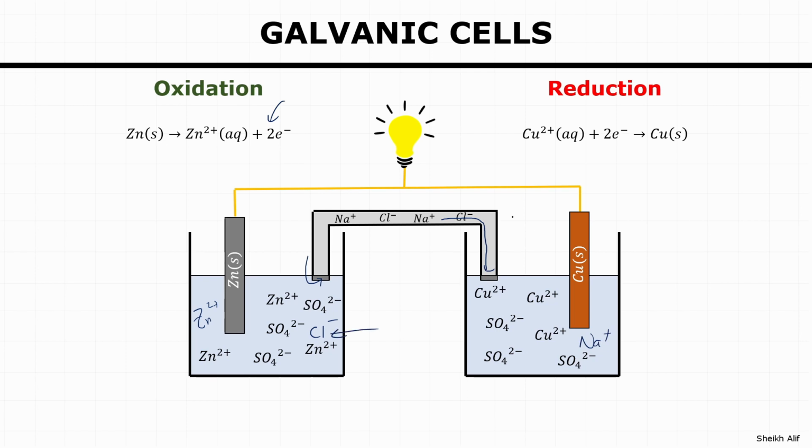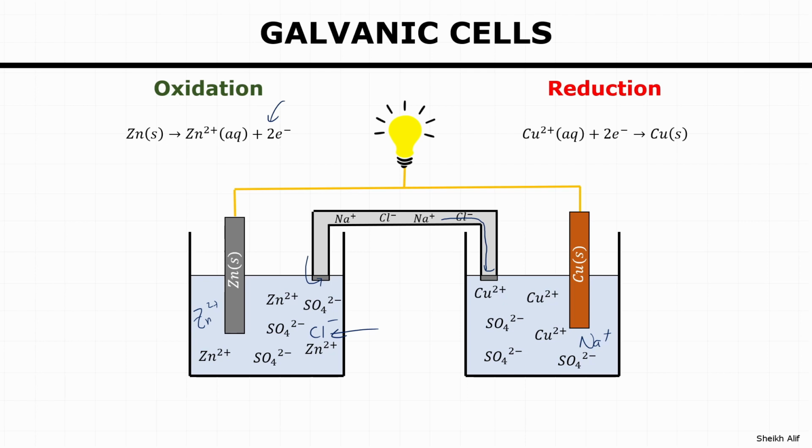And of course, this is on a need basis. If there's no need to balance charges, then these ions are just going to stay there. That's the whole point of this porous barrier. If you need them, they can pass through. If you don't need them, they can't pass through.